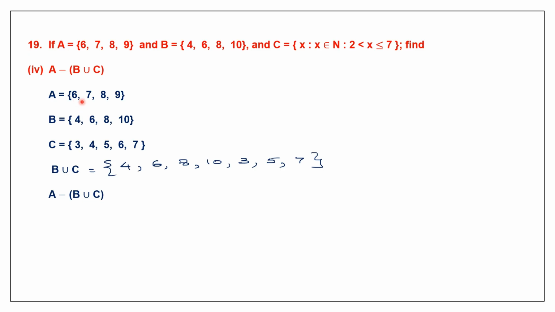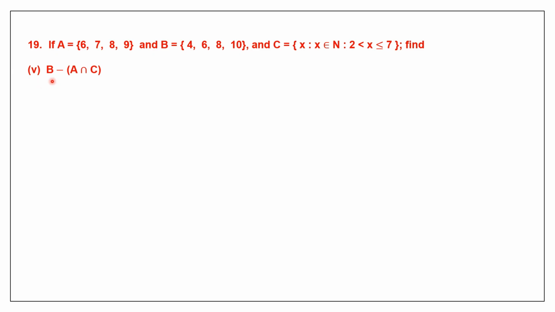What are all the elements of set A which are not in this set is what we need to write. So first let's look at all the elements of set A. We have 6. Here also we have 6, so we don't write 6. 7. Here also we have 7, so we don't write 7. 8. Here also we have 8, so don't write 8. 9. Here we don't have 9. So 9 is the element, the only element in this set A minus B union C.